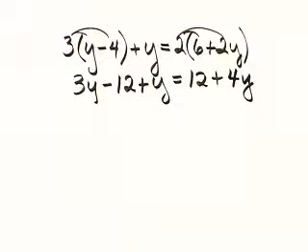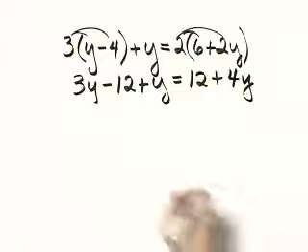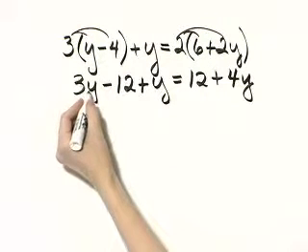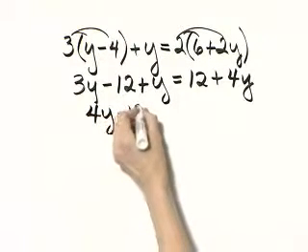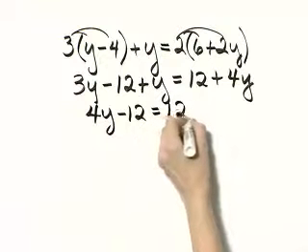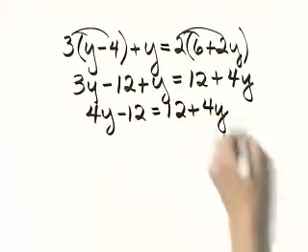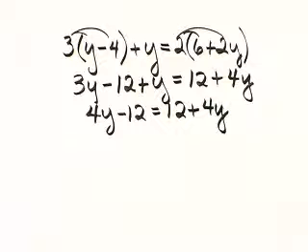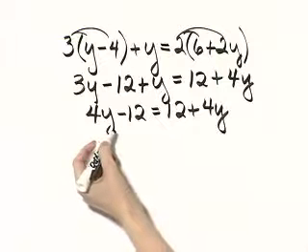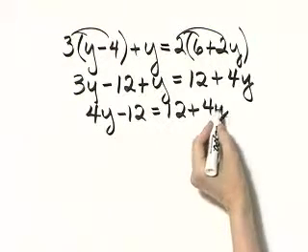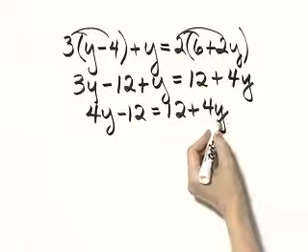Do we have any like terms that we can combine on either side of the equation? The answer is yes. 3y and y, that's 4y minus 12 is equal to 12 plus 4y. Now let's continue by moving variable terms to one side of the equation, constants to the other, and it makes no difference what goes on what side, but I'll just move variable terms to the left side. It's just a habit for me. So I will subtract 4y from both sides.